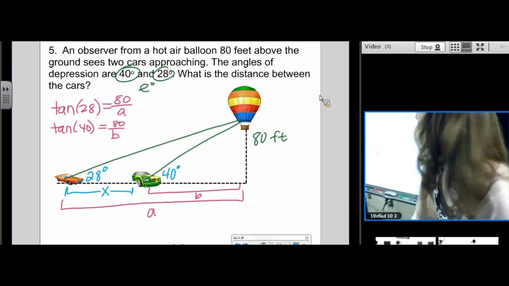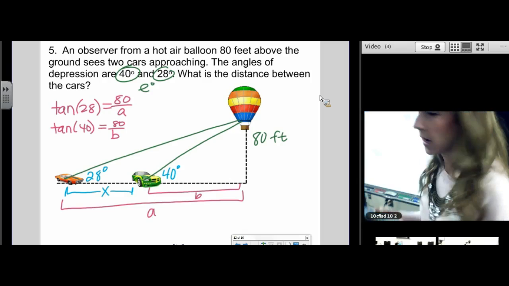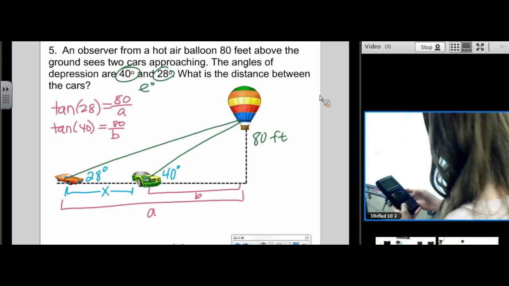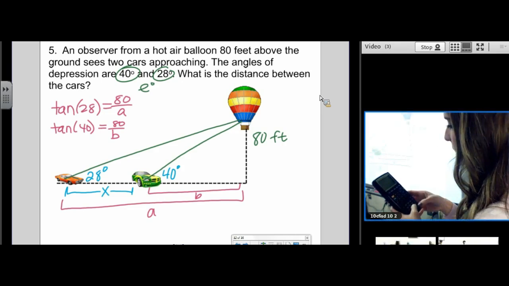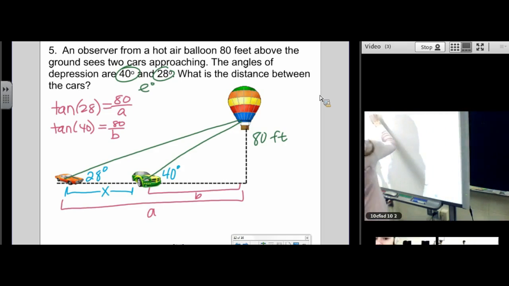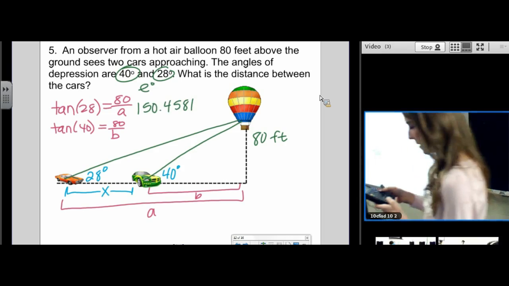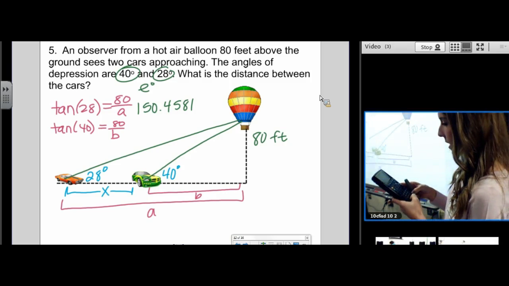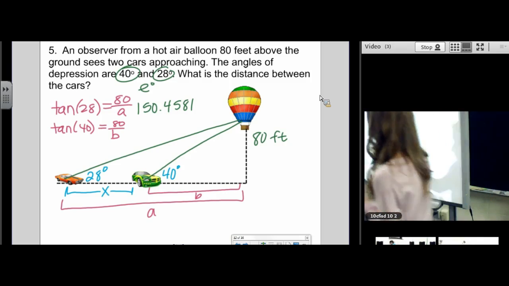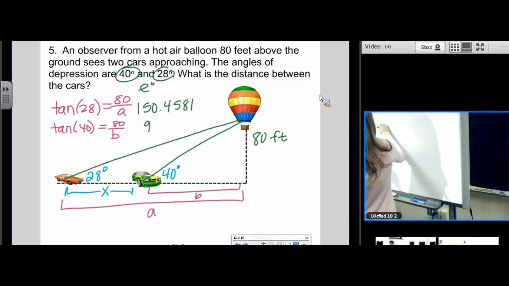Okay, so to continue this, our variable is in the denominator both times, so we will divide both times. 80 divided by tan 28. And we get, this is not a final answer, so I'm not going to round it yet. And then we have 80 divided by tan 40. Also not a final answer. We don't round until the end.